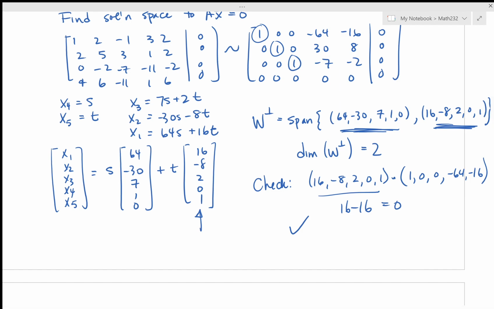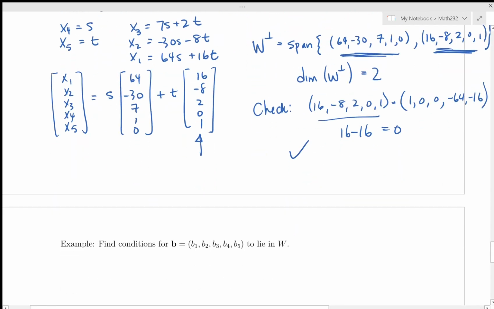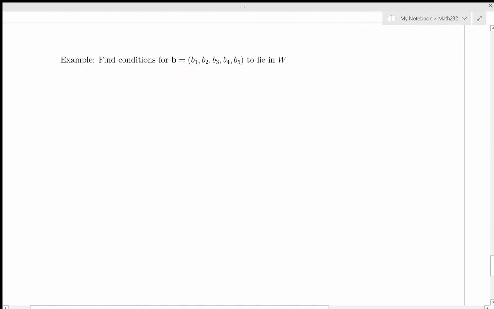A couple more things by example here, things that we can do. Find conditions for B so that B is in W. So what we really are asking here is, we're given some vector B, like that, and we want to be guaranteed that we can make it out of a linear combination of the basis vectors of W. This is what we're asking.